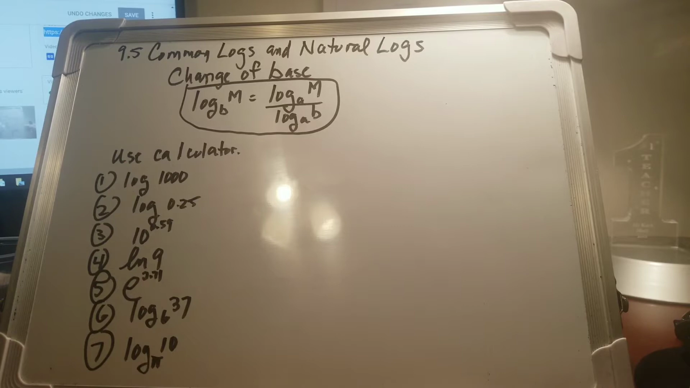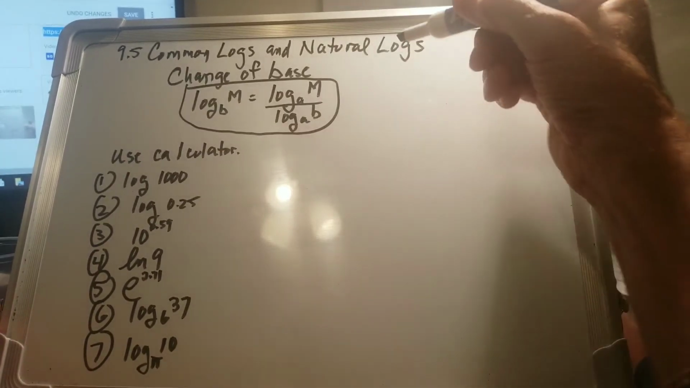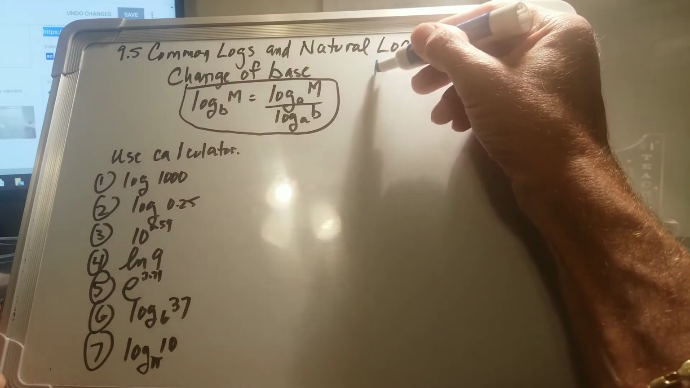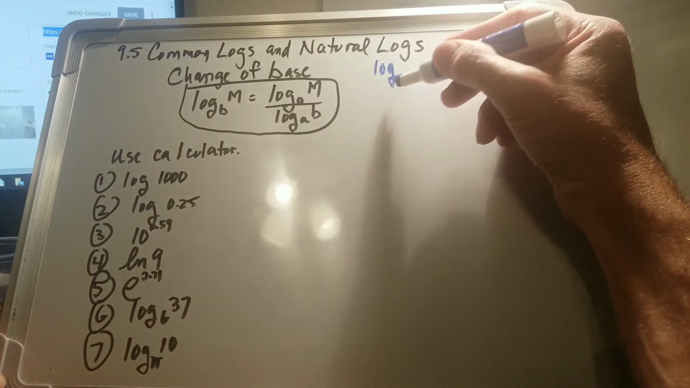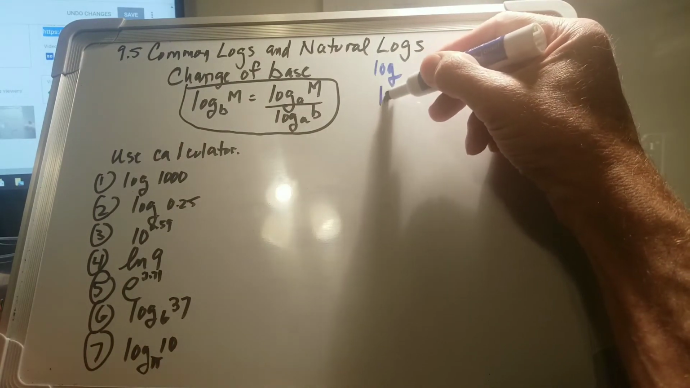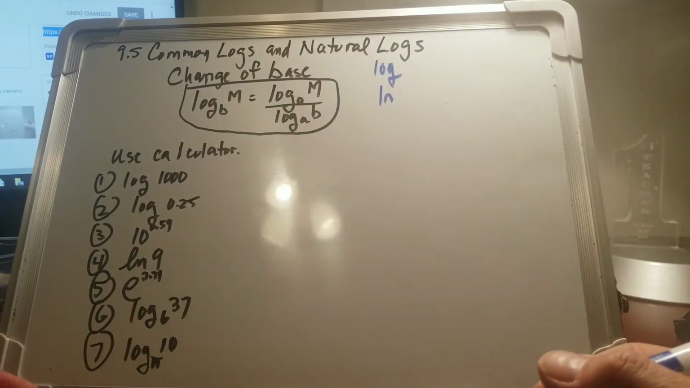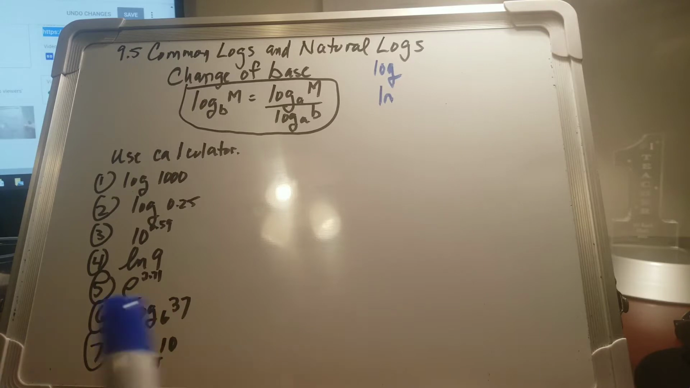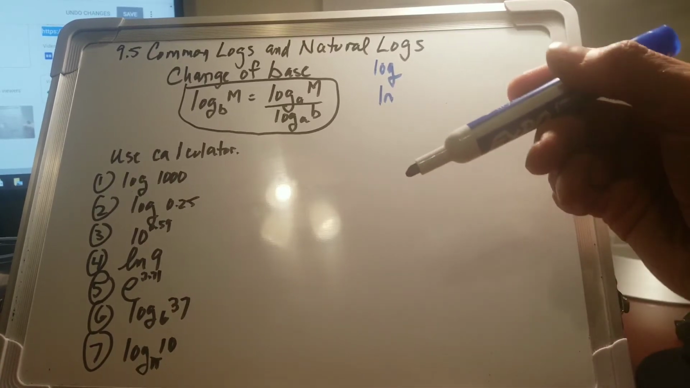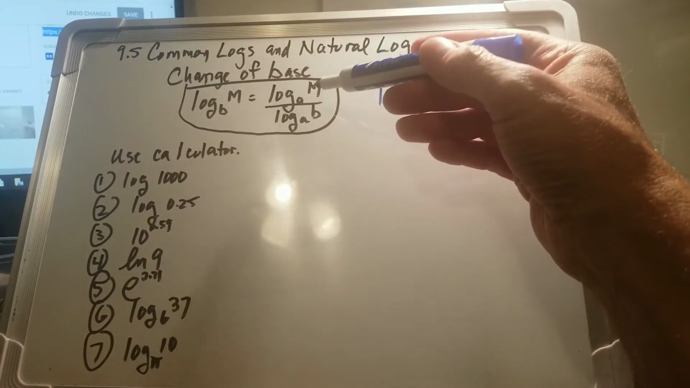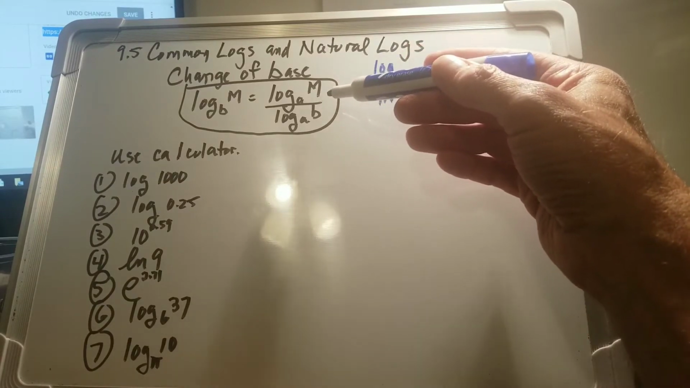Anyway, 9.5 common logs and natural logs. Just so you're aware of it, common log is LOG. Natural log is LN. You can look them up on your calculator. And if you look up what they are, you don't even want to know. The definition on the internet is ridiculous. So anyway, the calculators that I asked you to buy, you can probably not even use the change of base, but I need to explain it to you anyway.